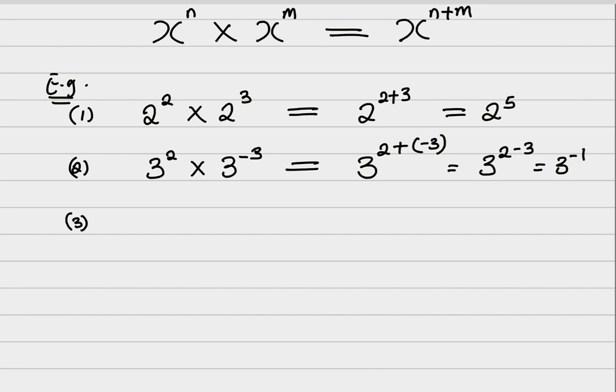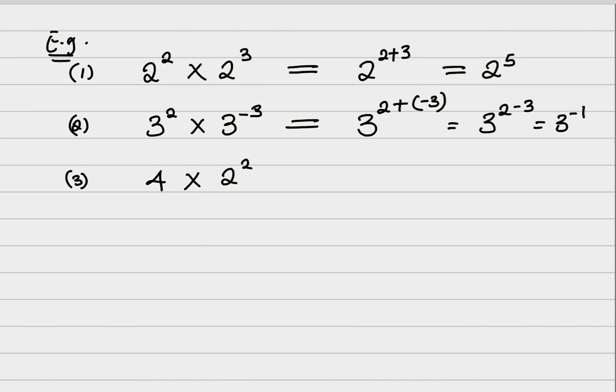If, for example, I have 4 times, let's say, 2 raised to power 2. Now, you see, sometimes students get confused. You say, okay, the first one is just 4, it's not an index number, and we are talking about laws of indices. What will happen? See what you need to do. Make sure you check if you can actually write it in index form.